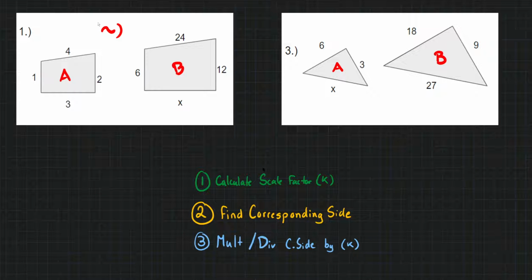Because I told you. If I can find their scale factor, I can use that scale factor to multiply the corresponding side and get the missing side. So how do I find the scale factor? Well, the scale factor is obtained by answering this one question. What number multiplies each and every side on the small shape to get each and every side on the big shape?